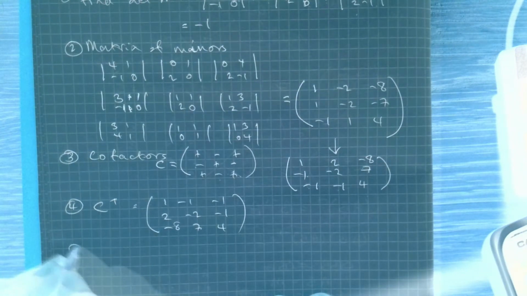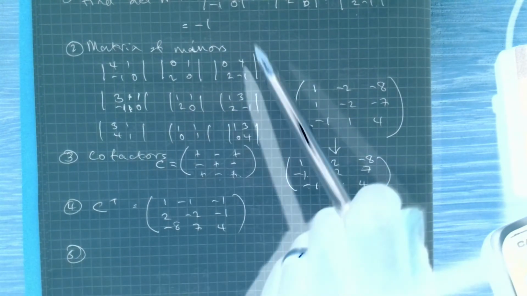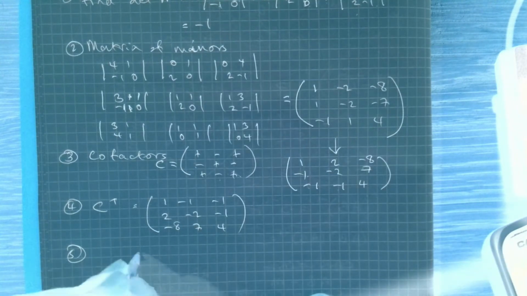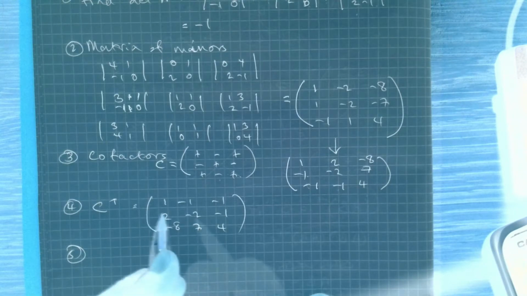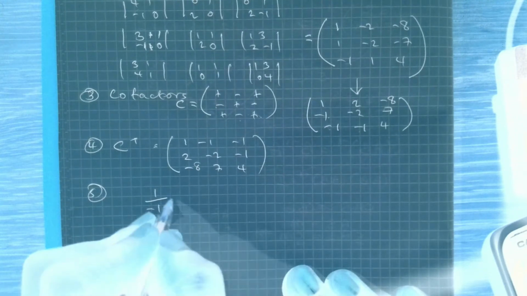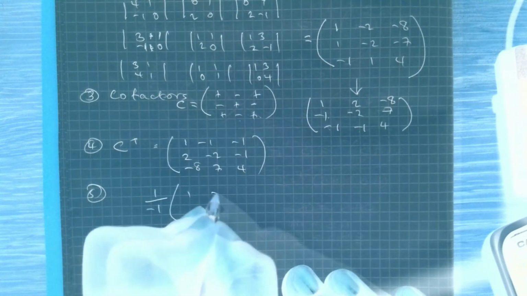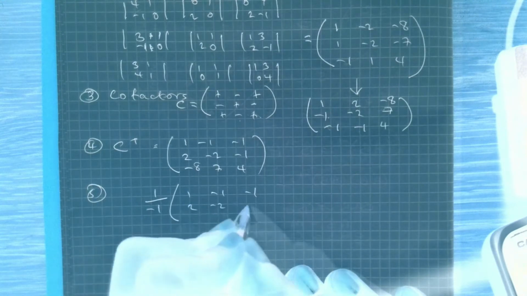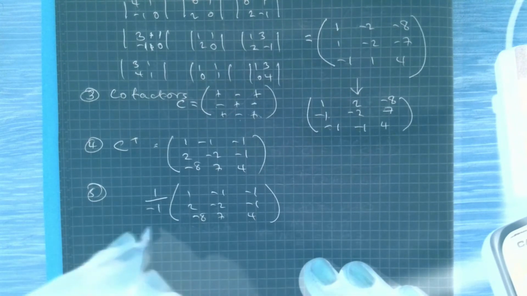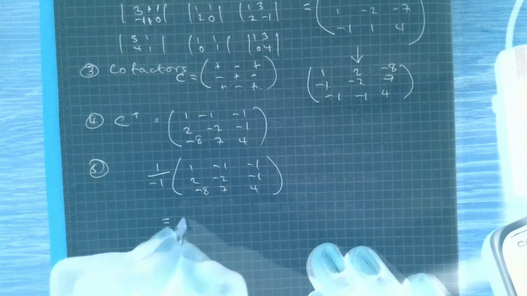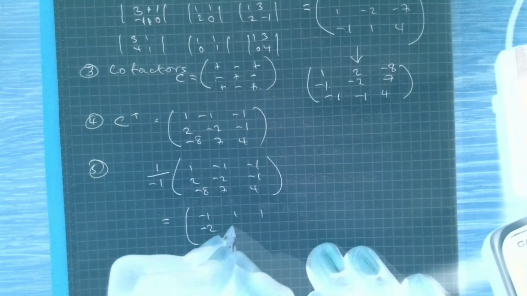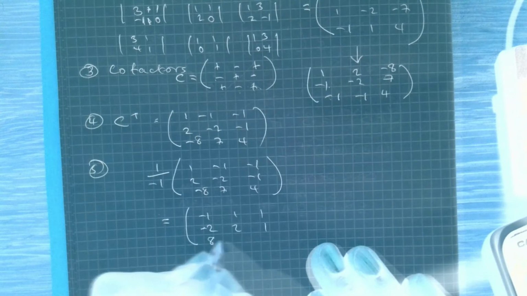Almost there. Last step, we worked out the determinant, which was up here. And the inverse of the matrix is 1 over the determinant times this. So 1 over the determinant, which we worked out earlier on, was minus 1, times that matrix, and you're done. Because you're just doing that, it's just going to reverse the sign. So the final answer is going to be minus 1, 1, 1, minus 2, 2, 1, 8, minus 7, minus 4.